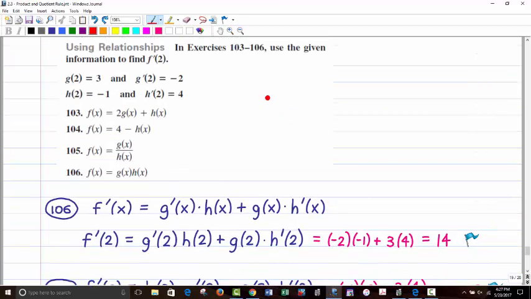So what you have to actually do, and we're trying to find f prime of 2, is you need to set up the derivative in notation form here first. So if I take 106, f of x equals g of x times h of x, and just work with that, and then we'll take care of the number business. So if I go product rule of g times h, I would have g prime of x times h of x plus g of x times h prime of x.